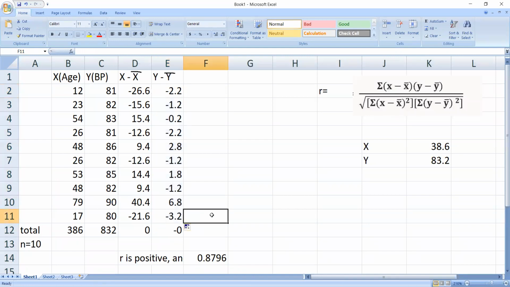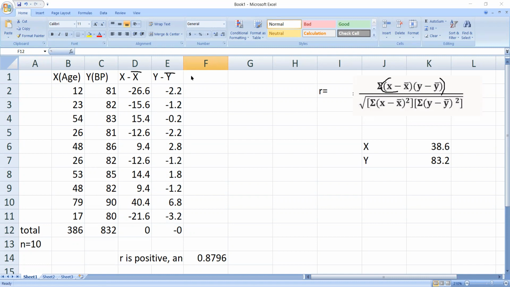So these are the values of y minus y bar. So that is also coming to 0. Now if you look into the formula, the numerator is the total of x minus x bar into y minus y bar. So what you have to do is obtain x minus x bar into y minus y bar and then take the total.